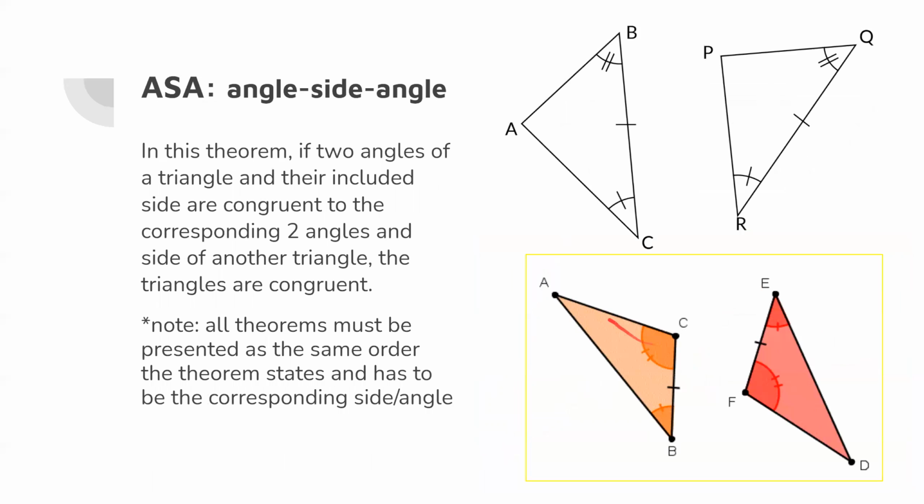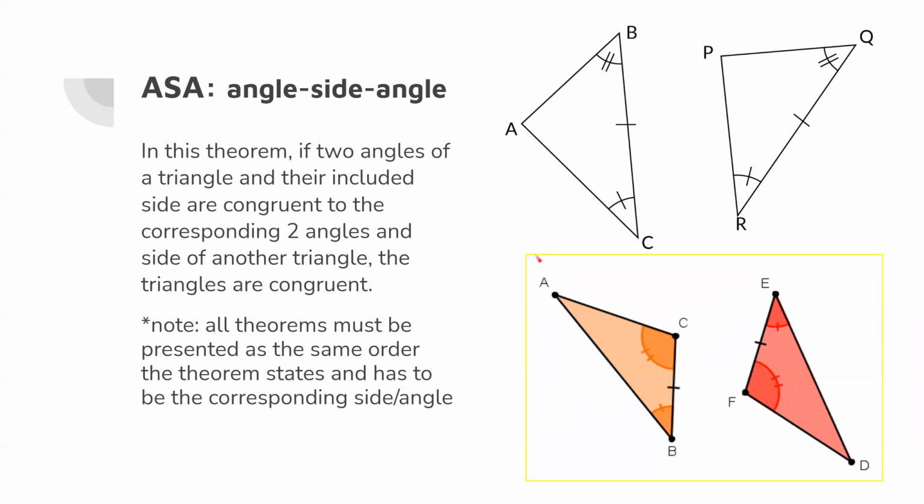Next is the ASA, angle side angle theorem. In this theorem, if two angles of a triangle and their included side are congruent to the corresponding two angles and the side of another triangle, the triangles are congruent. So there's this angle right here, and then angle C and angle B, and the corresponding angles are Q and R, and they are congruent. And the included side is CB and R2, and they are also congruent. So that means that these two triangles are congruent.